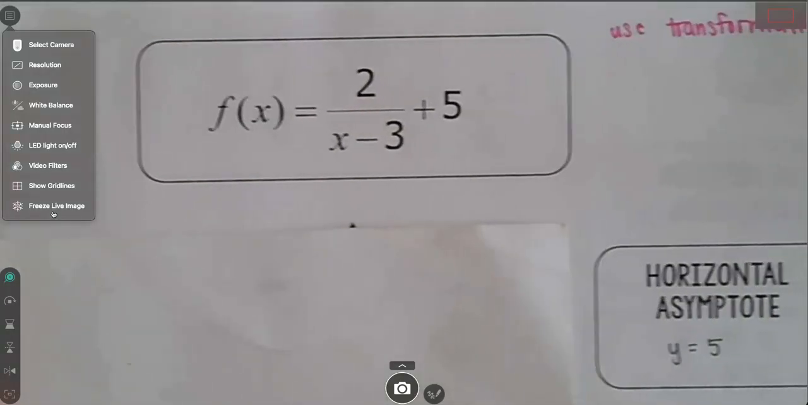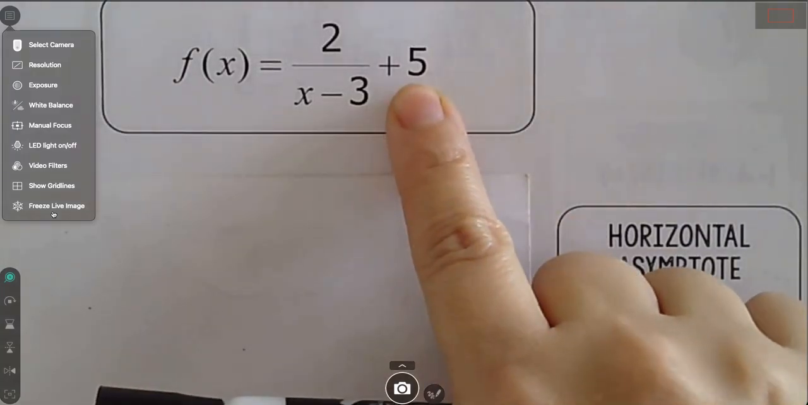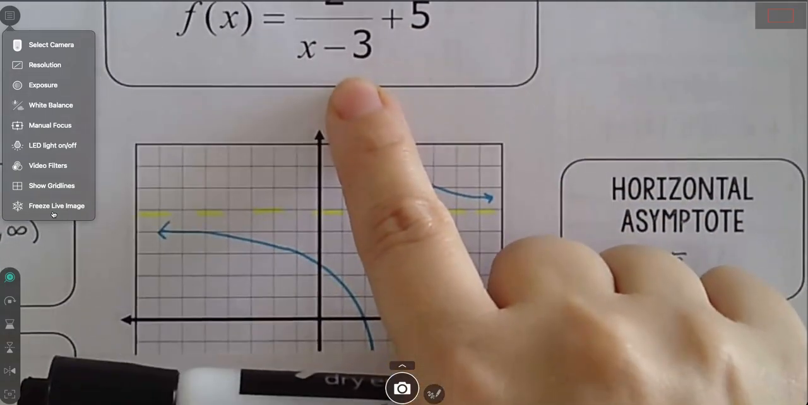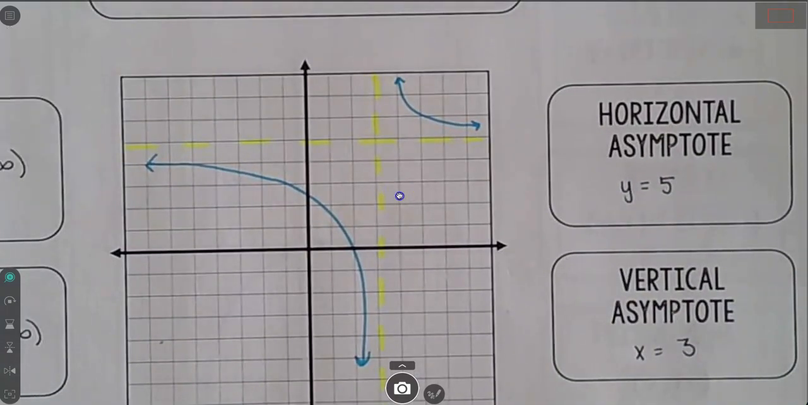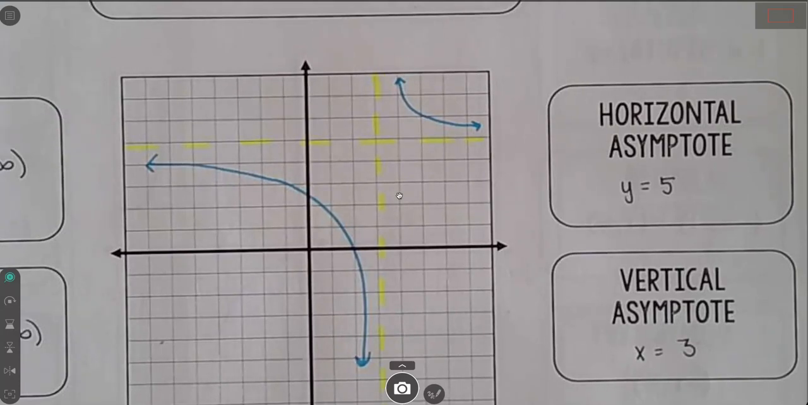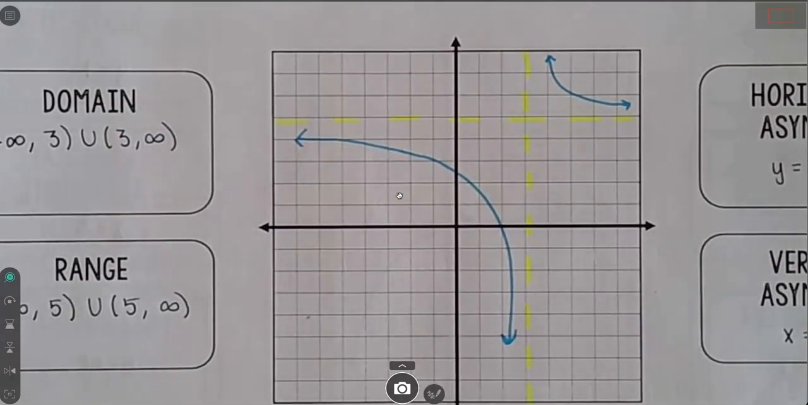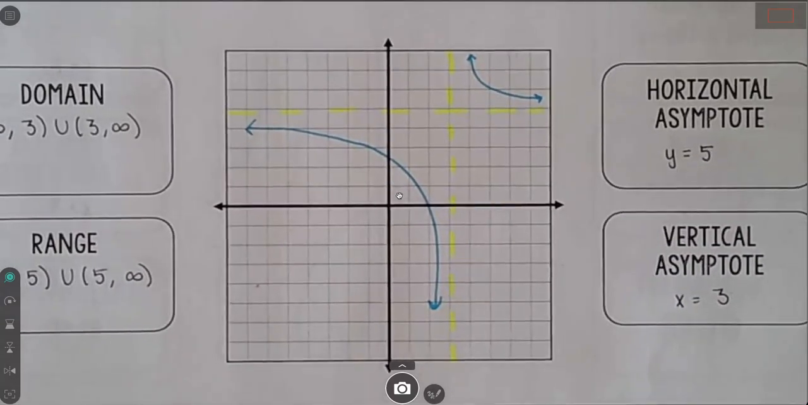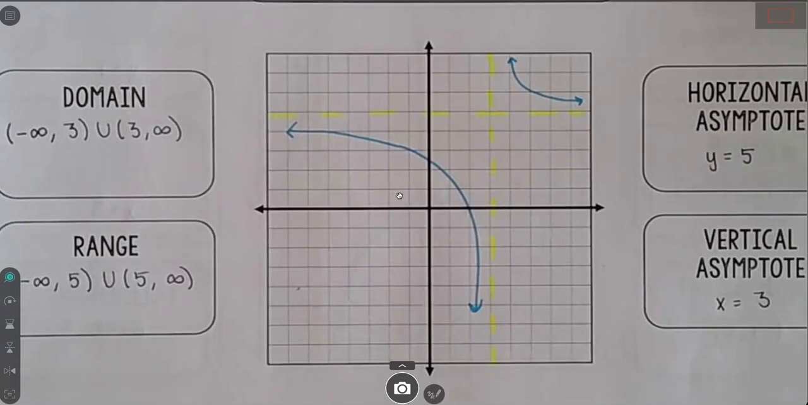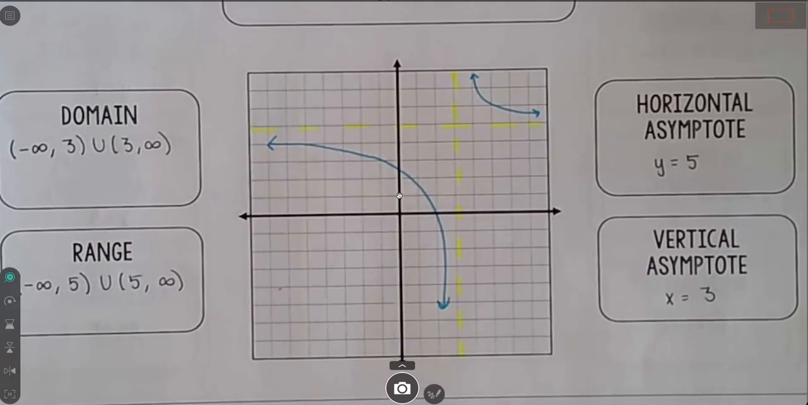All right. So normally the horizontal and vertical asymptotes are at 0, 0, but because it's going up 5 and it's going to the right 3, the asymptotes are going to be at y equals 5 and x equals 3. So basically this graph is just shifted over. And that means the domain and range are these. Let me back up a little bit. Does that make sense?